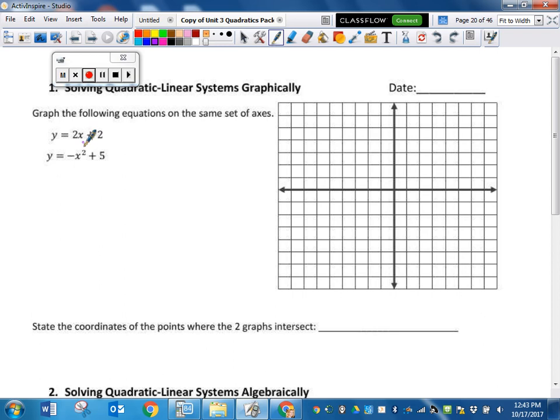And if you cannot graph that without your graphing calculator, shame on you. I'm just saying. Right? Y equals 2x plus 2. What is that, Mrs. Wise? That would be a line. Okay. All right. Definitely a line. All right, so that's a nice line.